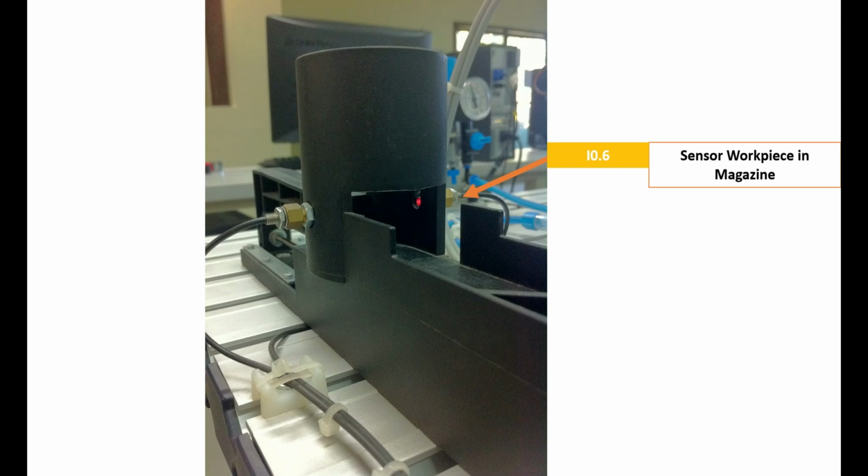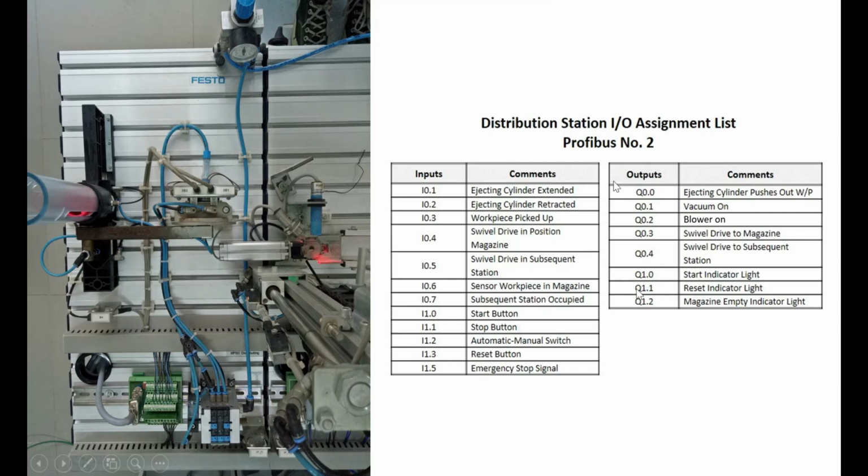Okay, let's proceed to the rest of the inputs. I0.7, subsequent station occupied, we are not going to use this one. It is right here. This is the reason why the two of the stations are connected. I1.0 is for start button and I1.1 stop button. I1.2 for automatic manual switch. I1.3 is for reset button and I1.5 for emergency stop signal.